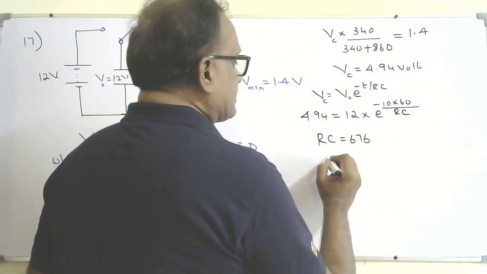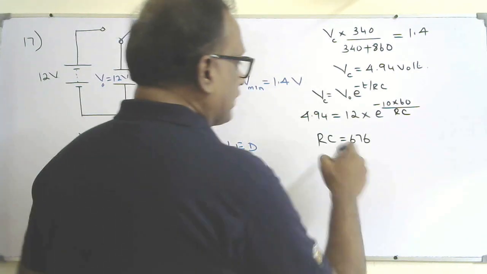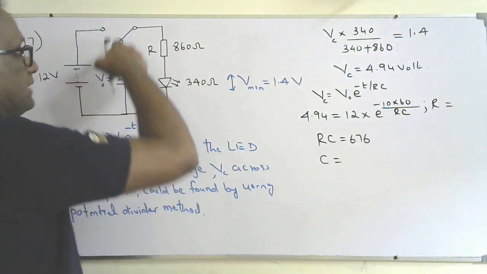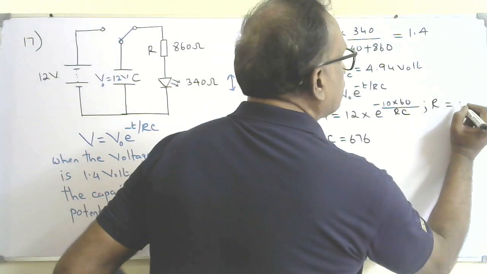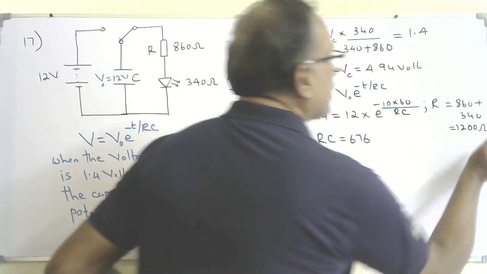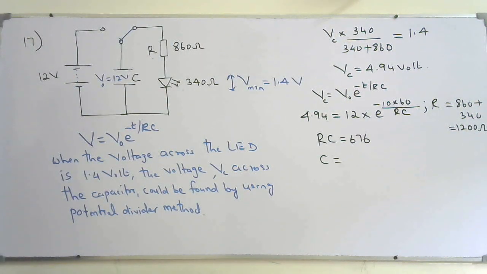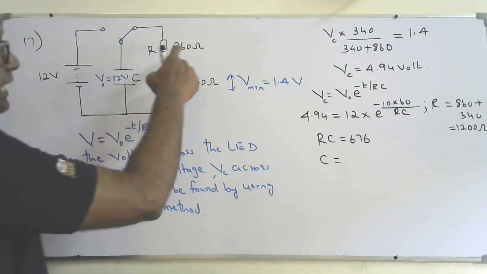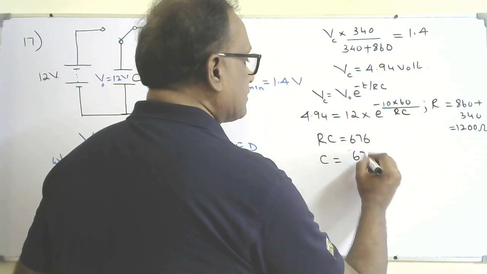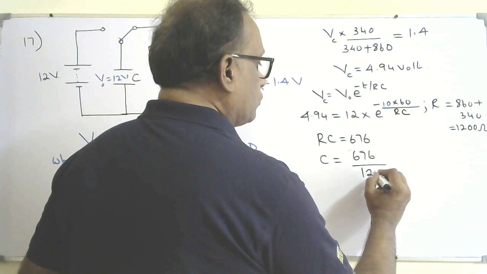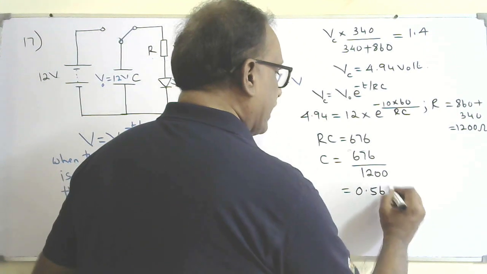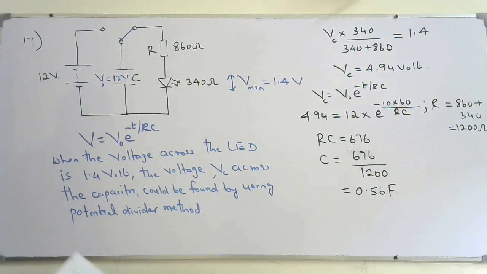Then C will become, if you substitute, where R is the total resistance, because the capacitor is discharging through both. So R is 860 plus 340, that is 1200 ohms. That is the R, the total resistance of the discharging circuit. So if you substitute that, 676 over 1200, you will get 0.56 farad. But there's no such answer, 0.56.